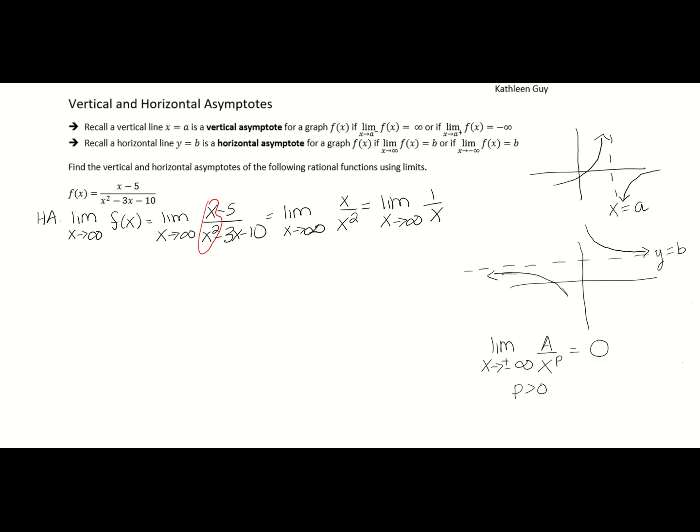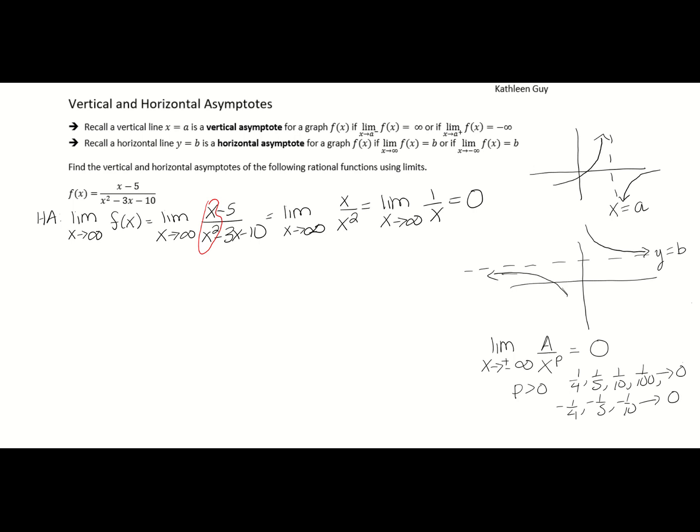The reason for that is because as the bottom gets really large, the whole fraction itself is going to 0. Think about it, 1/4, 1/5, 1/10, 1/100. This is going to 0. And it's the same thing if you put a negative in the front, negative 1/4, negative 1/5, negative 1/10. They're still going to 0. So we use that now to take the limit, because the limit as x goes to infinity of 1 over x is going to be 0.